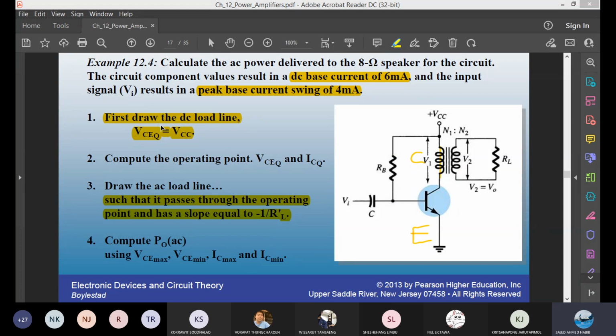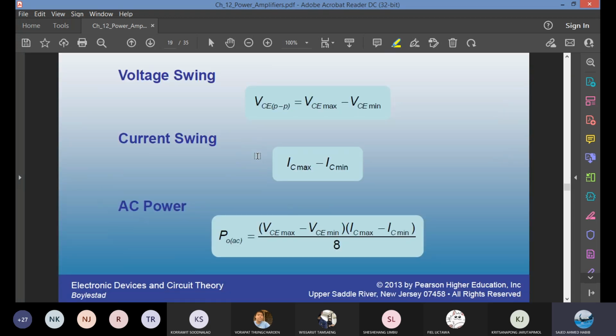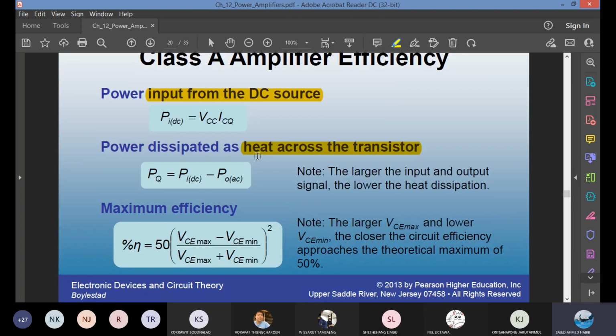So this is what we did. We drew the DC load line vertical, and we know the VCEQ and ICQ because IBQ is given as 6 milliamp. Then we can draw the AC load line either using the slope y equals mx, or you can use that shortcut and then use the value of base current swing to find the maximum and minimum VCE and IC. Once you find all that, you can use the AC output power formula, and then you know input power is VCC times ICQ.